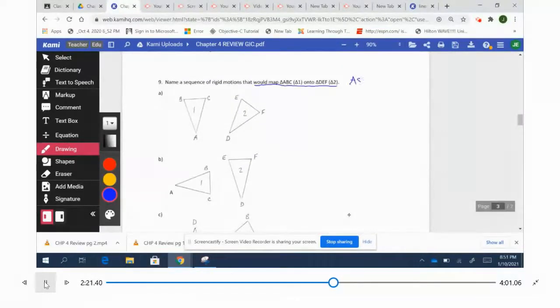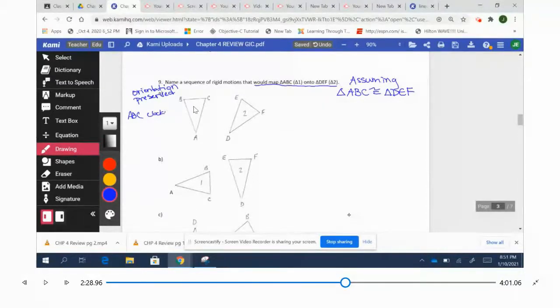Okay, so one thing on number 9 that we have to show, and this was the first thing we did in the chapter, was we have to assume, they have to tell us that the triangles are congruent, so let's assume they are. For us to create a mapping of one or the other, they have to be congruent if we want to use rigid motion transformations.